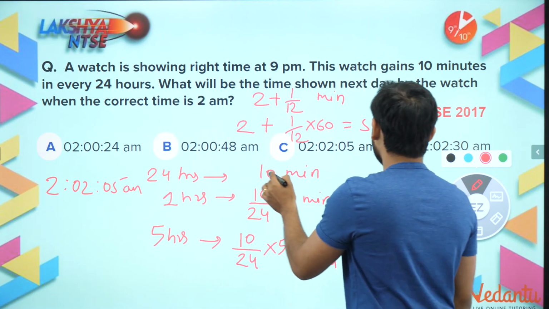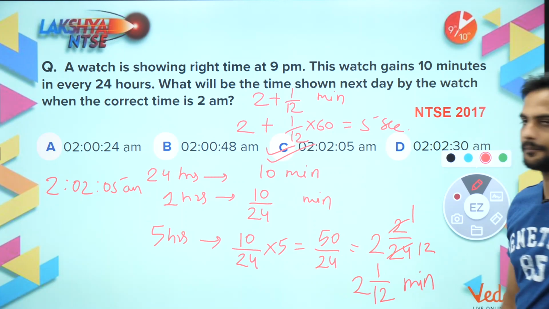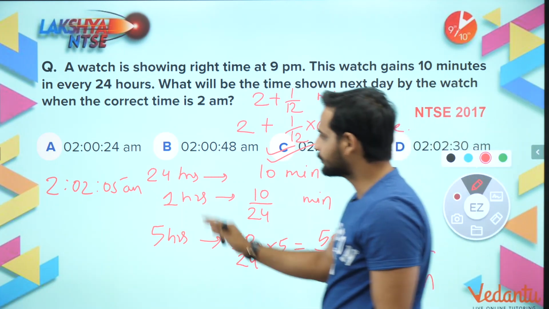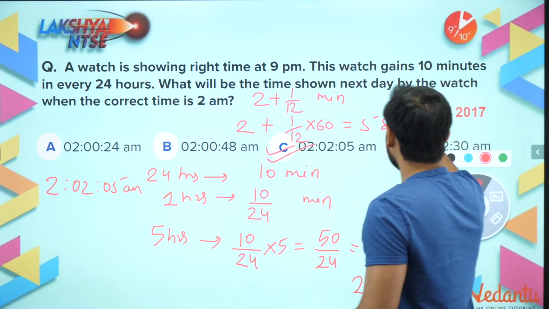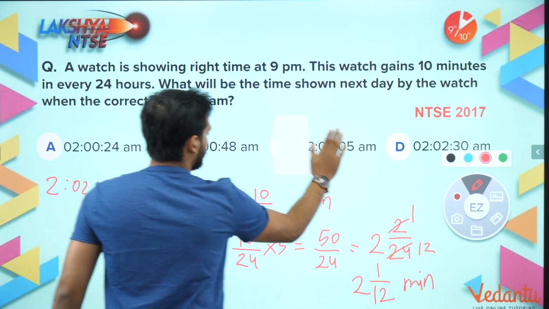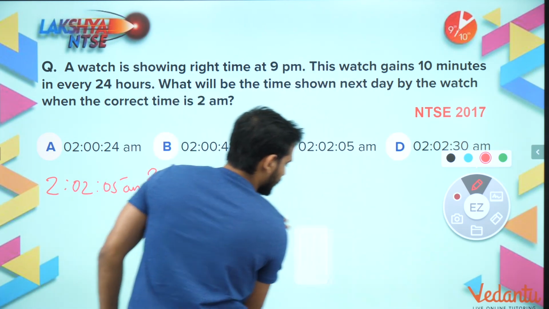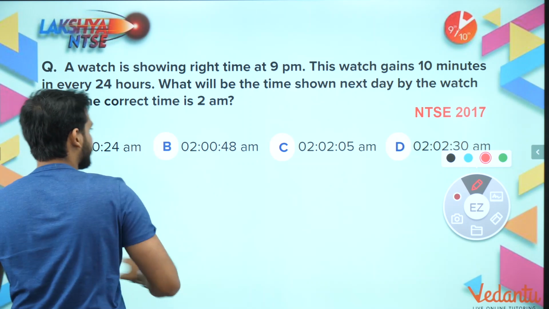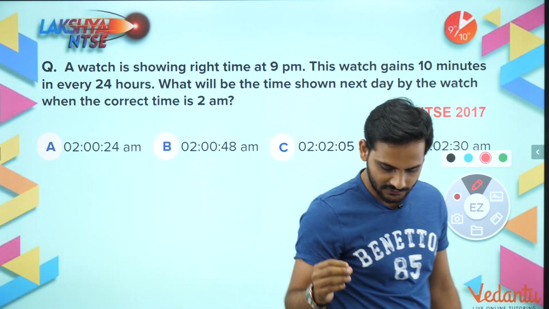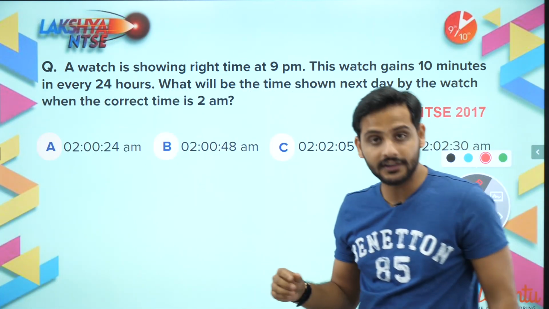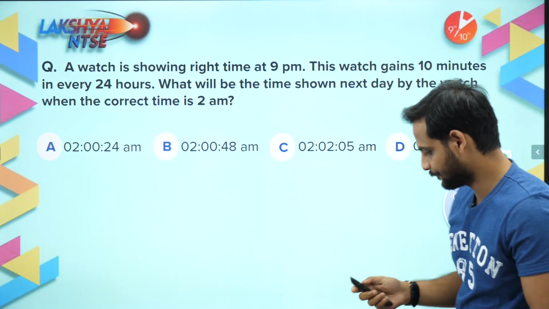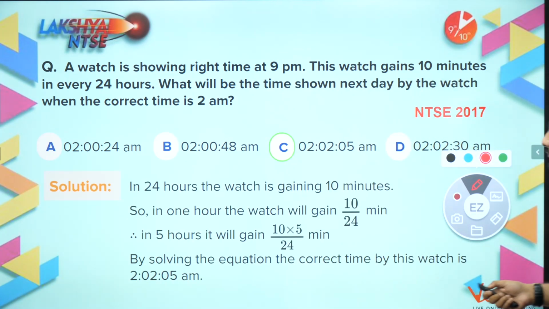What is the correct answer here? Option C. Understood? So just proportionality, bachcho, we are using. We are using just the concept of proportionality, nothing new. That is what I'm telling you. Just make your basics strong. This is nothing new, we are just using the concepts of proportionality. Let's move to the next question.